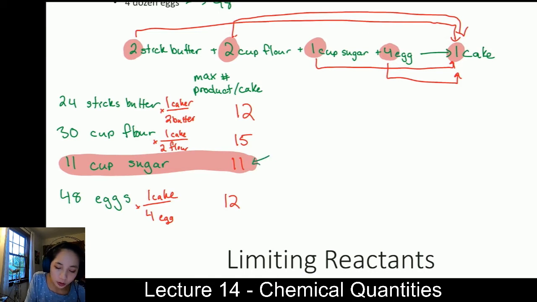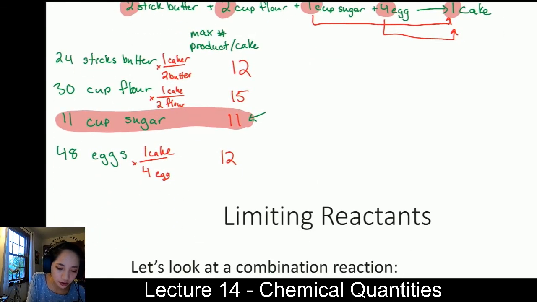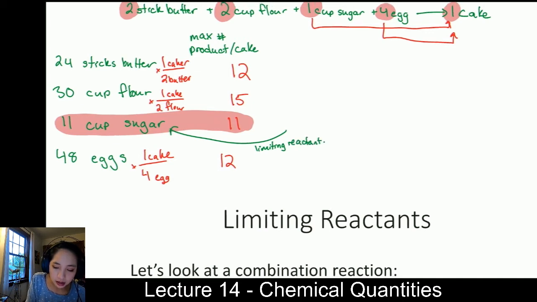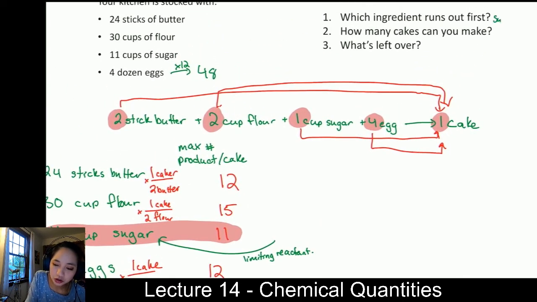So what was the first question? Which ingredient runs out first? Sugar is our limiting reactant because it runs out first. After making that 11th cake, we'll have no more sugar and we'll have stuff left over. So the answer is sugar.